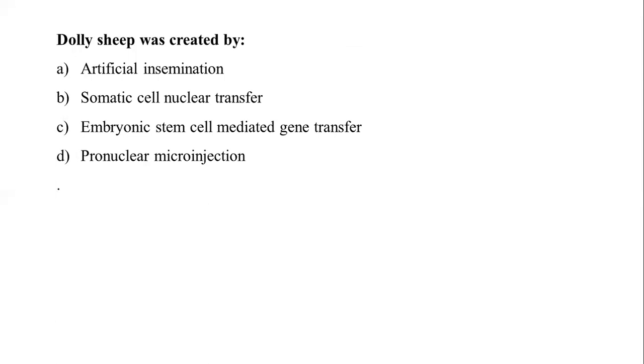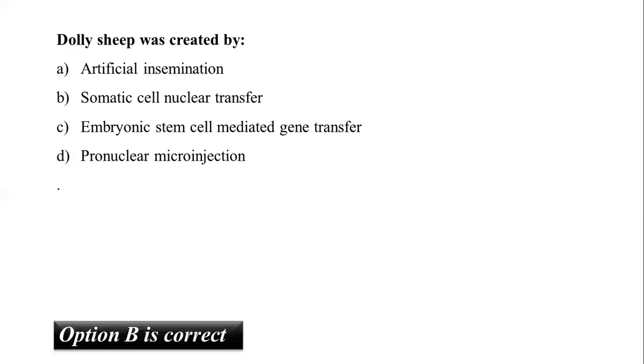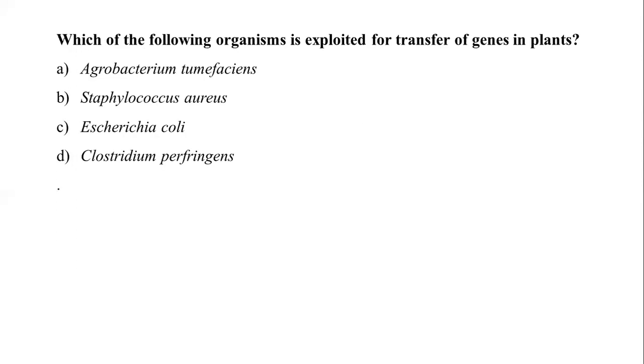The next question is, Dolly sheep was created by the technique of somatic cell nuclear transfer, SCNT. This particular technique is used for cloning, in which the nucleus of the somatic cell is transferred to the cytoplasm of an enucleated cell. The SCNT was first used to create Dolly. So option number B, somatic cell nuclear transfer, is the correct answer for this particular question.